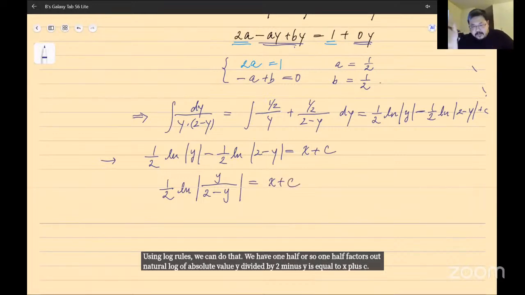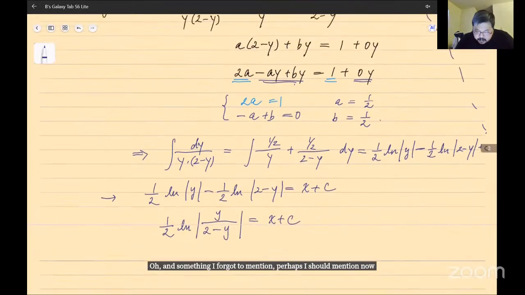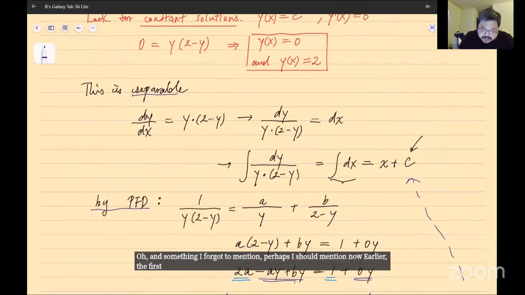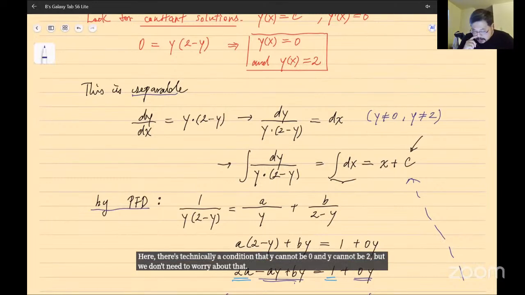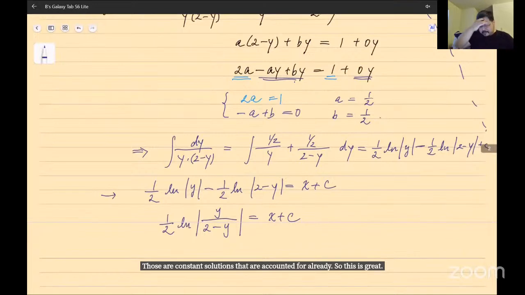Oh, and something I forgot to mention, perhaps I should mention now. Earlier, the first step when we did separation of variables, we divided by y times 2 minus y, right? Here, there's technically a condition that y cannot be 0 and y cannot be 2, but we don't need to worry about that. Those are constant solutions that are accounted for already. So this is great. All right, let's come back to this.